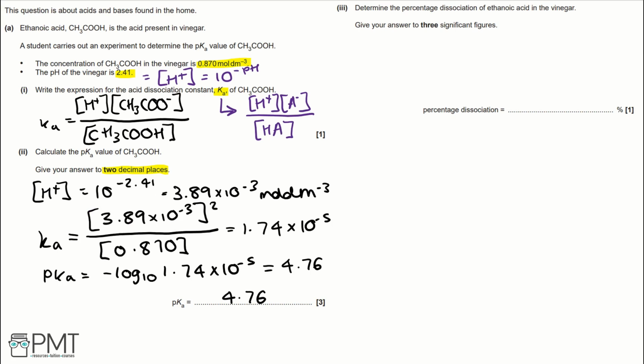To get the 3 marks for this question, you get your first mark for working out H+ concentration, or 3.89 times 10 to the negative 3. You get your second mark for working out Ka, which is 1.74 times 10 to the negative 5. And your third mark for working out the pKa value correctly and writing it to 2 decimal places, so 4.76.